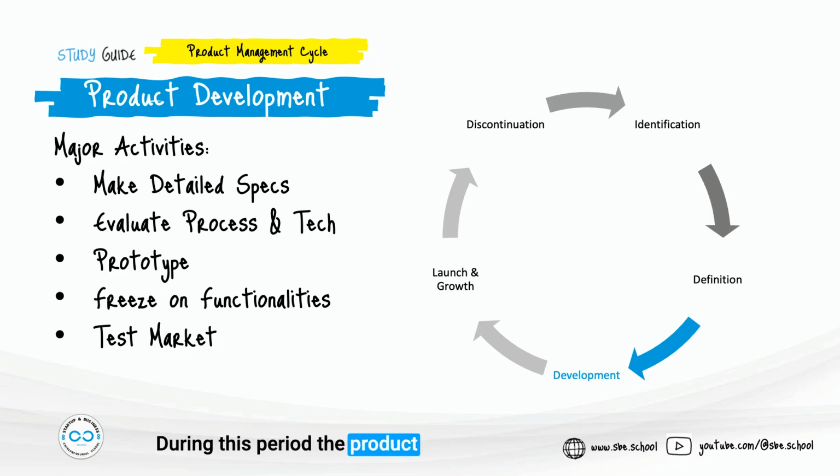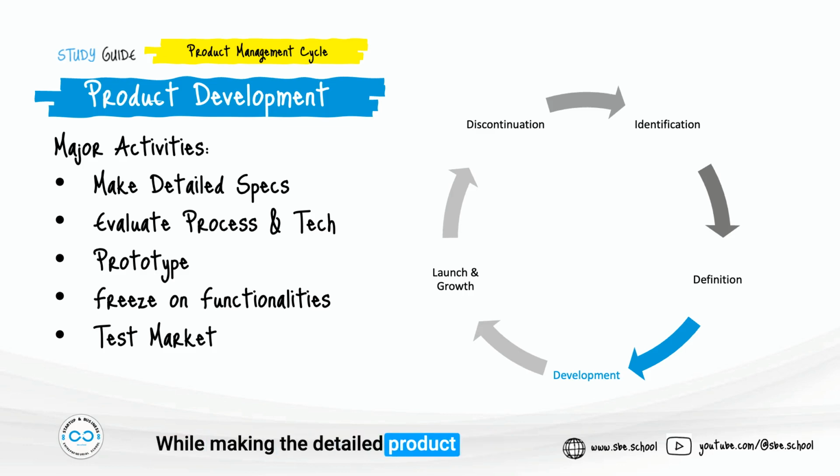During this period, the product specifications may undergo minor changes, keeping in view the strengths of an organization. However, the overall functional requirements will remain the same. They evaluate the various options in manufacturing processes and the need for any new technology to make the product. They also evaluate the impact of various options in making the product in terms of investment needed, profits generated, etc.